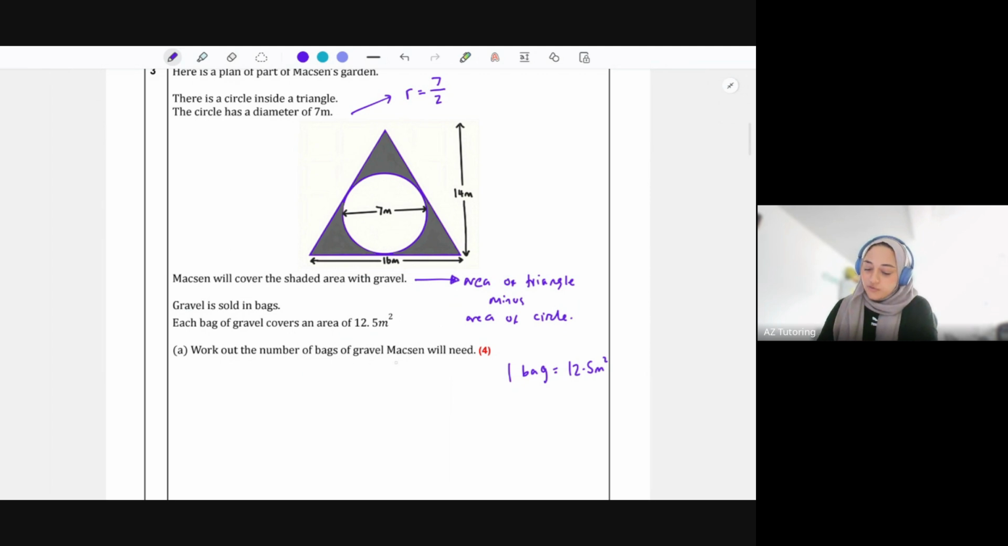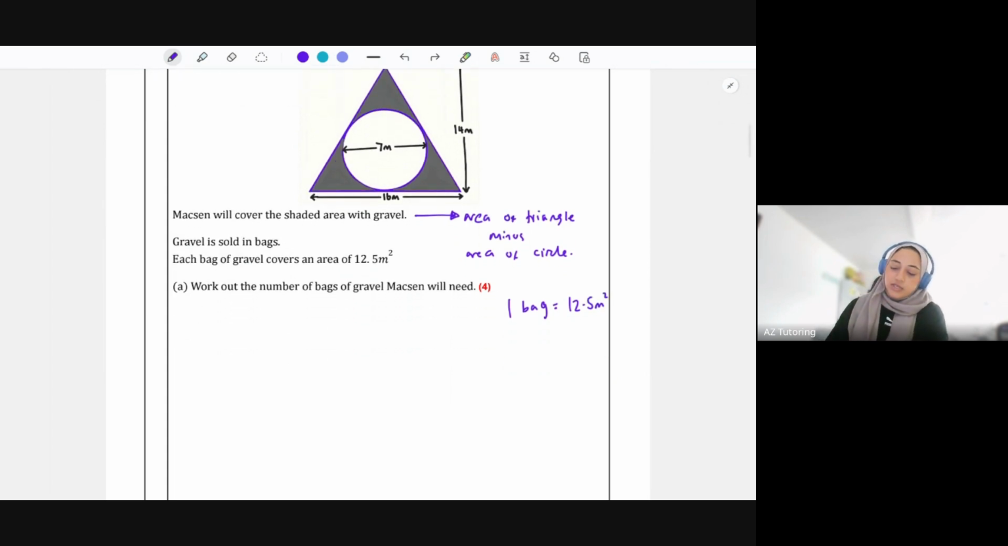Work out the number of bags of gravel Maxon will need. Well, we need to work out what area is actually shaded to figure out how many bags he needs. And we know to work out the shaded area, we're going to work out the area of the triangle minus the area of the circle. So let's work out the area of the triangle.